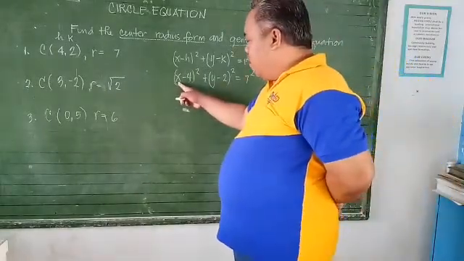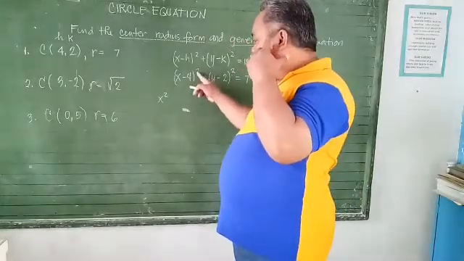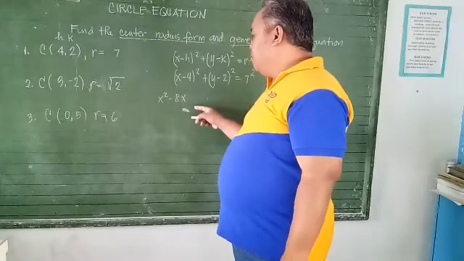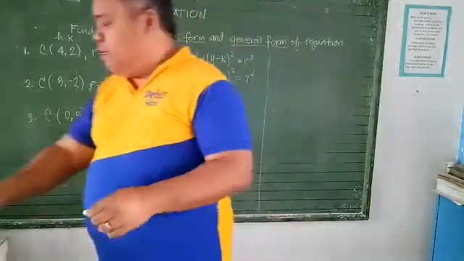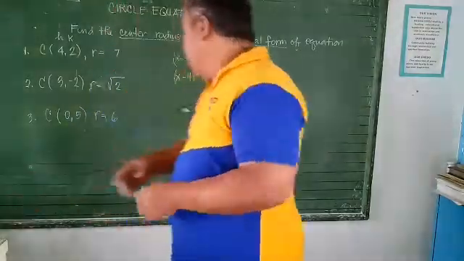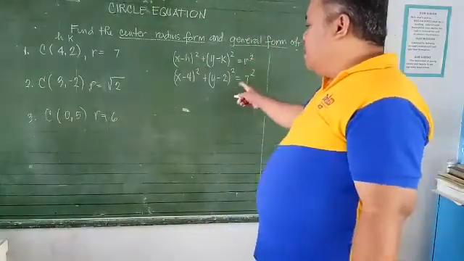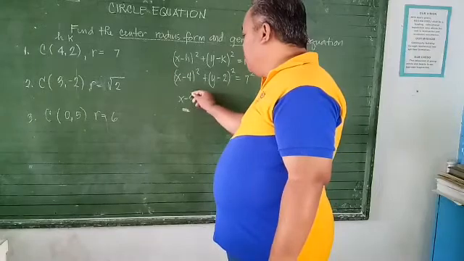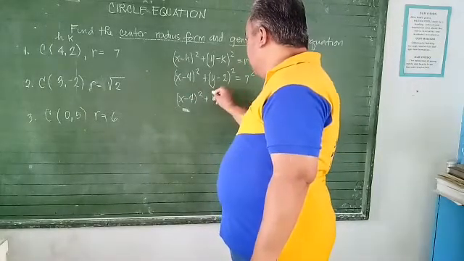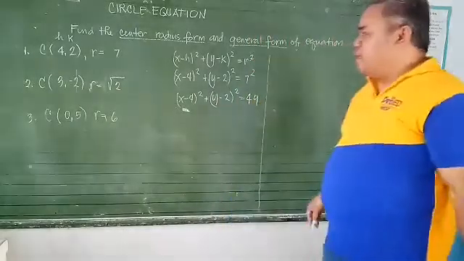Then expand. How to expand? So this is the square of the first term, that's x squared. Then multiply 2 times negative 4 times x will give you negative 8x. And then, sorry, hindi tayo nag-ano. Center-radius muna tayo, no? So, center-radius muna. So, ang gagawin muna is you are going to square this one. So it becomes (x - 4)^2 + (y - 2)^2 = 49. So, that will be your equation for center-radius.